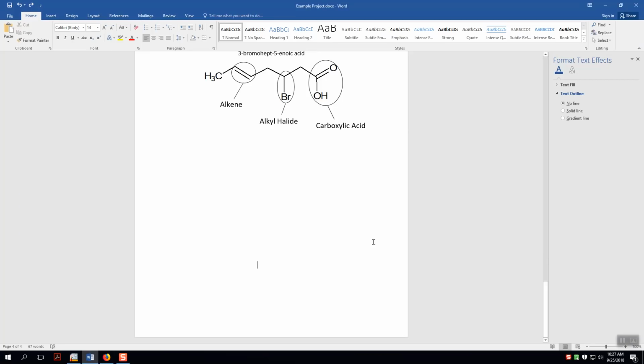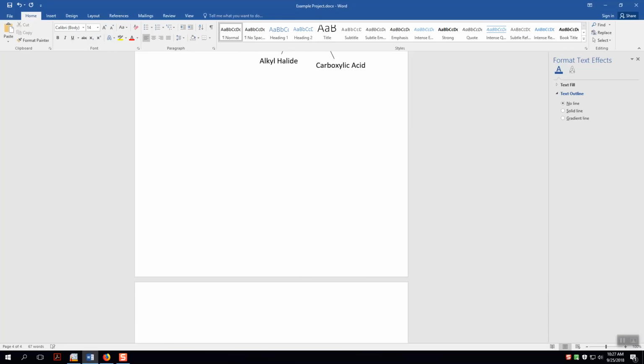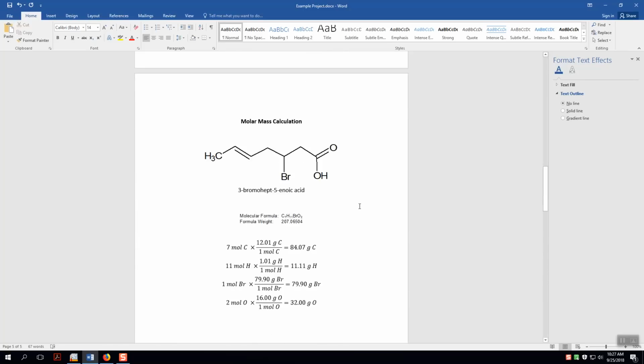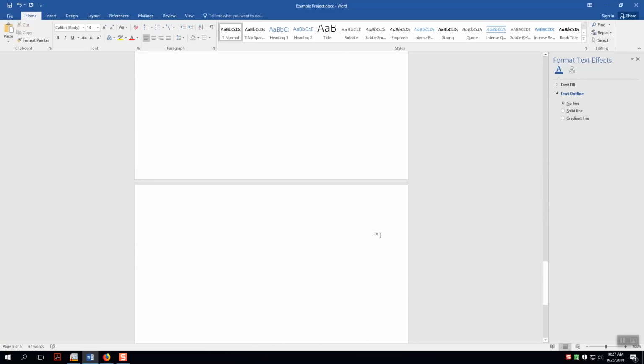So what I'm going to do is I'm going to go to my Word file. This is the exact same Word file that you saw me make in the previous video. And I'm going to type in chiral carbons and stereoisomers. And I'm going to go ahead and center that. So this is my goal.